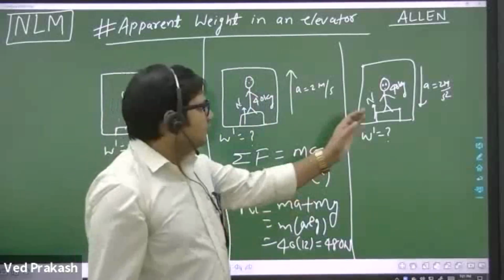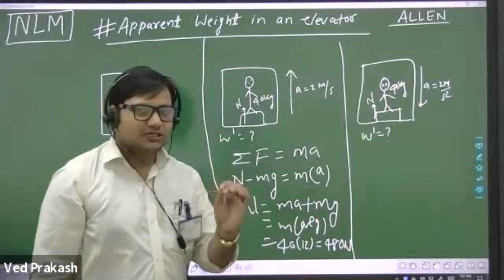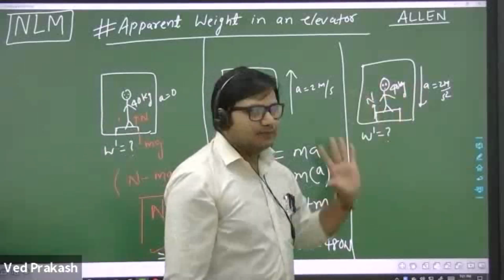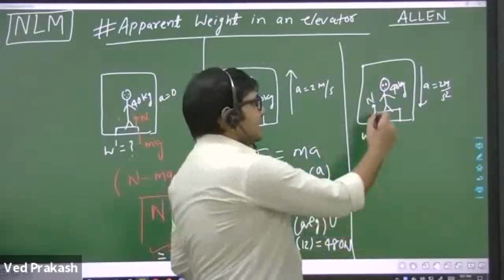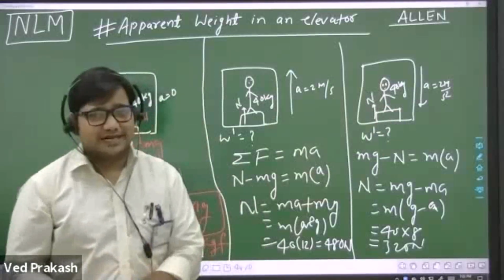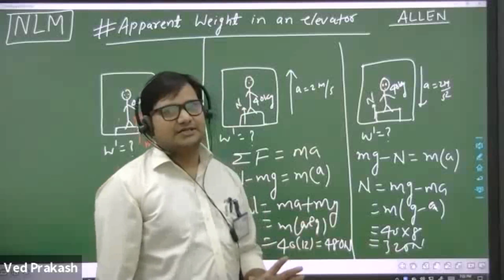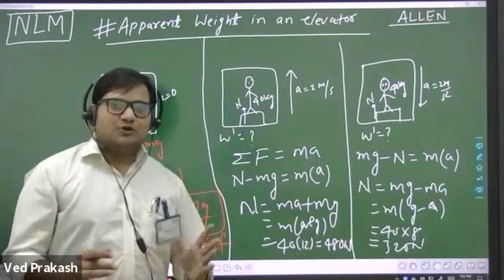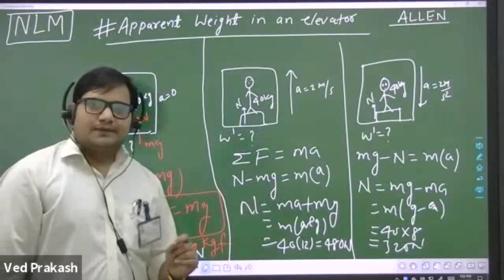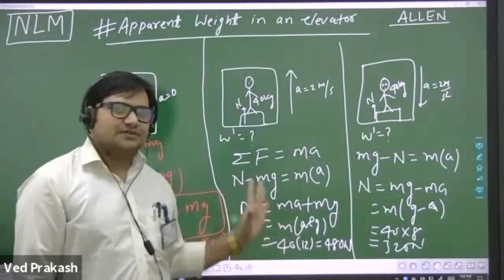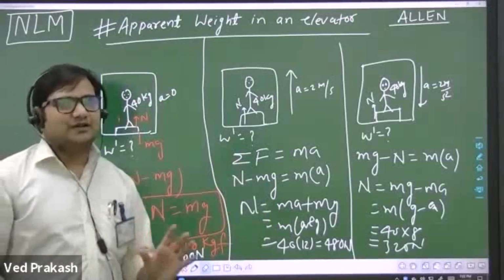So if you talk about the third case, in which the elevator is moving downward with an acceleration of 2 meter per second square, the normal reaction is 320, which is less than the real weight. So I hope you understood this concept. Try to practice some questions based on apparent weight and real weight.